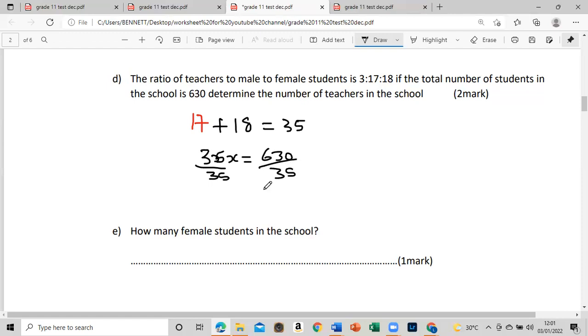I really want to finish up this first. Alright, so 630 divided by 35. So 1 represents 18. So if you have 3 teachers, the ratio represents 3 times 18. That will be our answer. So there are 54 teachers.